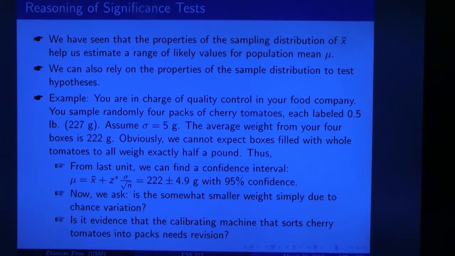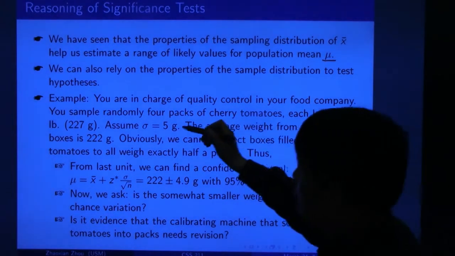In previous units, we discussed the sampling distribution. And in the last unit, we have seen that the properties of a sampling distribution of X bar help us estimate the range of likely values for a population mean mu. And this is the first inference method. And today we are going to discuss the second method. And we also rely on the properties of the sampling distribution. And what we do in this unit is to test a hypothesis.